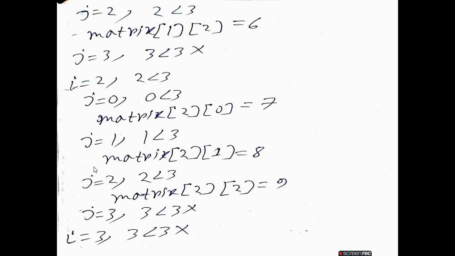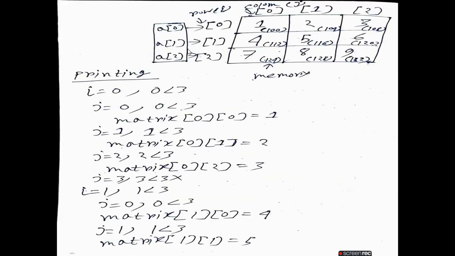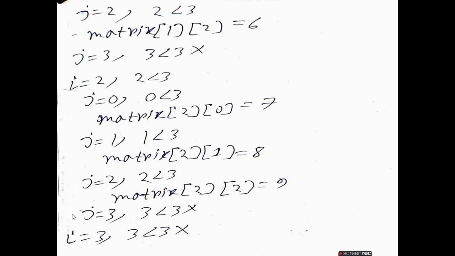Then increment j, it now becomes 2. 2 is less than 3. Yes. That means matrix, what is the value of i? i is 2. What is the value of j? 2. That means 2 2, or row 2 column 2. What is the value? 9. So 9 is successfully printed.